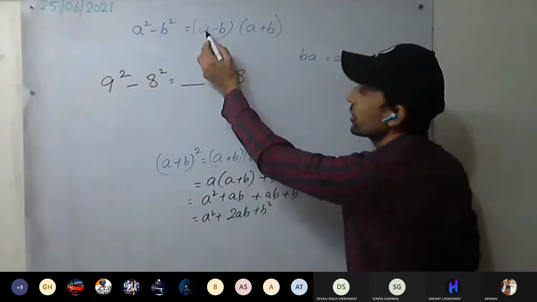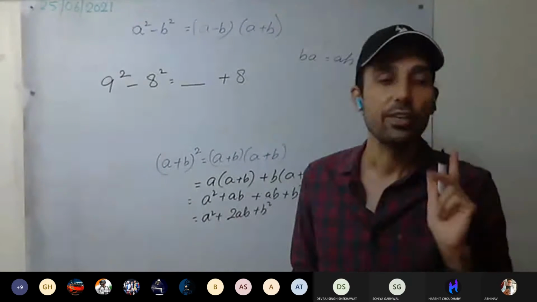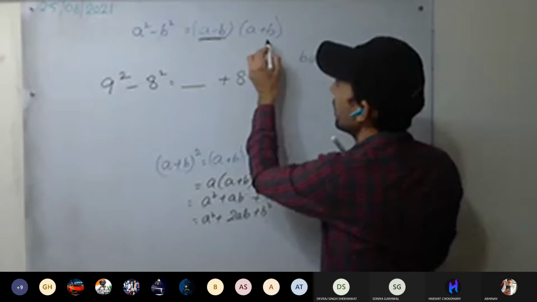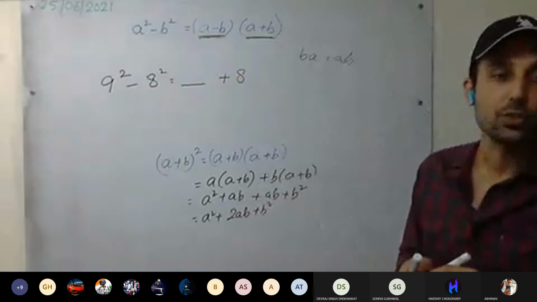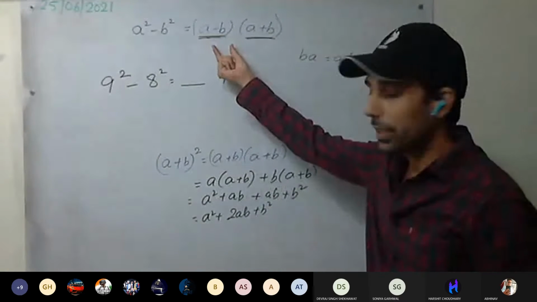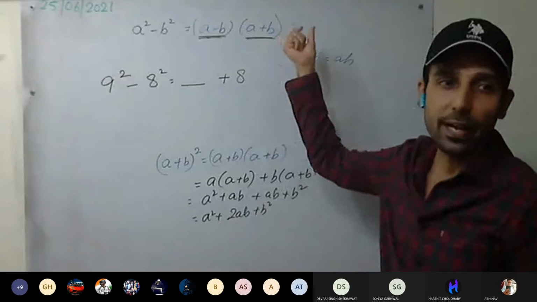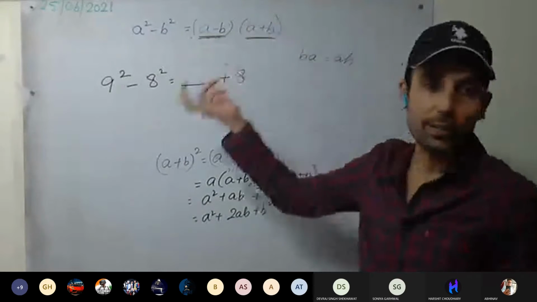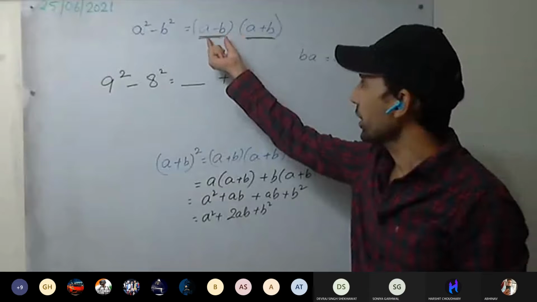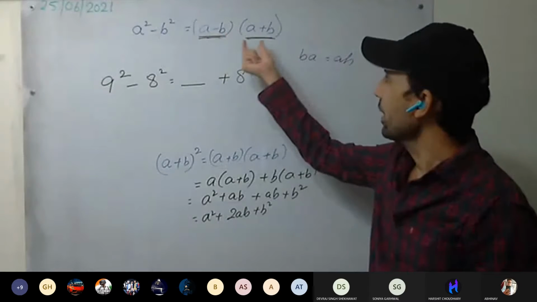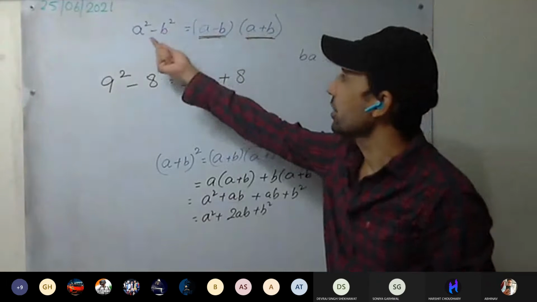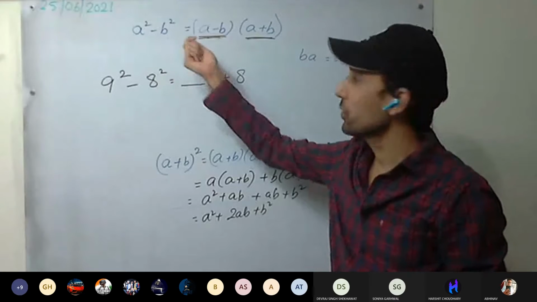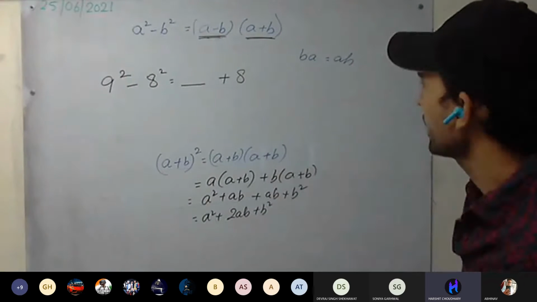Understood this one? In this equation, what are we having? We are having two variables, a and b, and once we are taking their difference and once their sum. So when we are taking the product of the difference and sum of two variables, which represent numbers here, the answer will be a square minus b square. Understood this one?